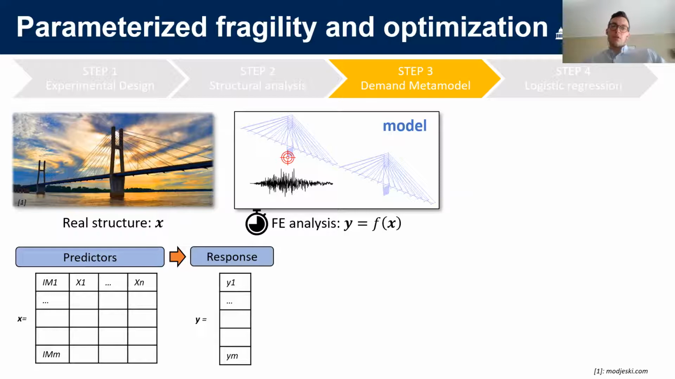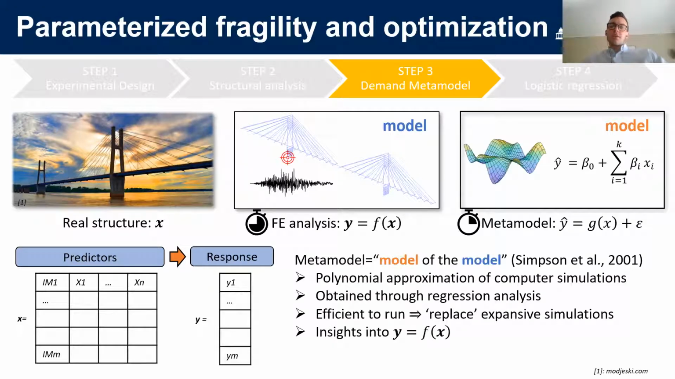So the idea of a metamodel is to create a model of the model, in the sense that we build a statistical approximation of the finite element analysis that can be run in a more efficient way in order to obtain a larger number of responses that are required to calculate the fragility functions.